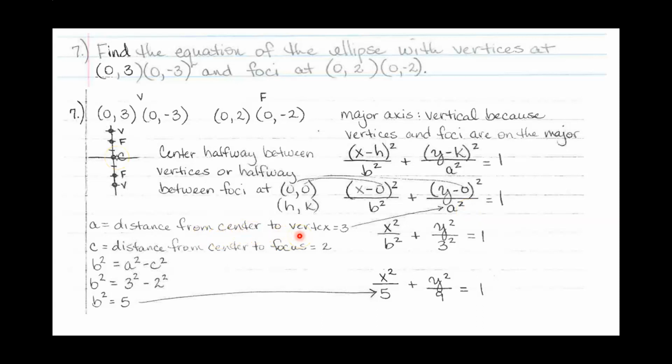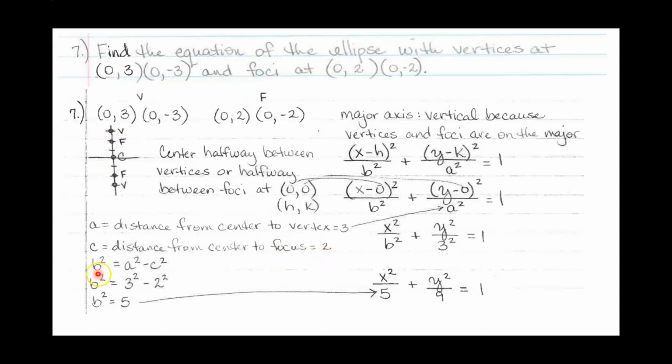So the center was at 0 and the vertex was at 3. So that distance is 3. So A is 3, so we'll have 3 squared or 9 right here. And then C is the distance from the center to the focus. So the distance from the center to the focus was 2. So I know C is 2.